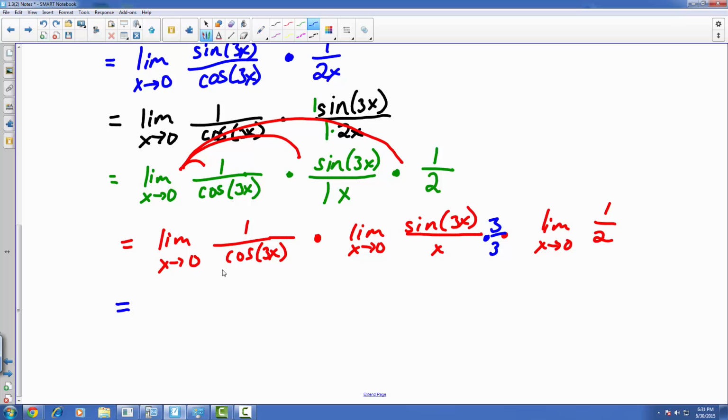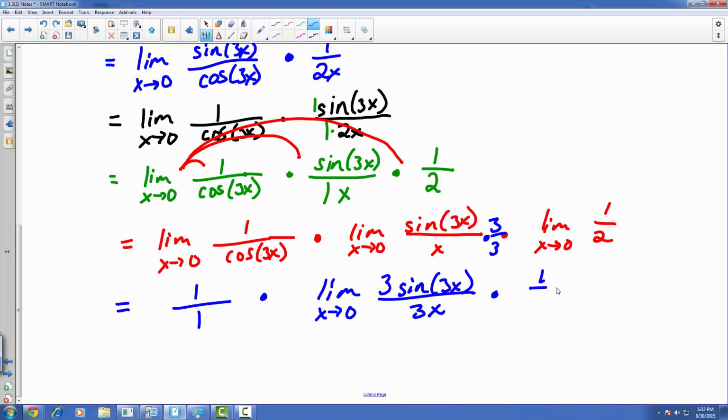So again, now if we go ahead and use direct evaluation, we end up with the limit as x approaches 0. Well, we'd end up with 1 on top for this leftmost guy. The cosine of 0 is just 1 when you plug that in. Times, I'm going to rewrite this middle one. So we have the limit as x approaches 0 of 3 times the sine of 3x all over 3x times, again, this limit is nice and easy. It just comes out to be a half.